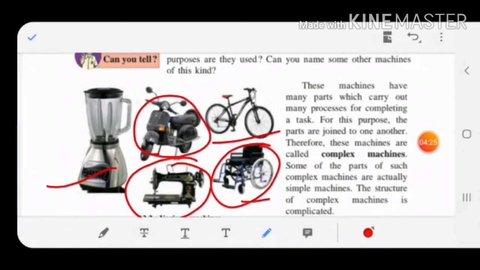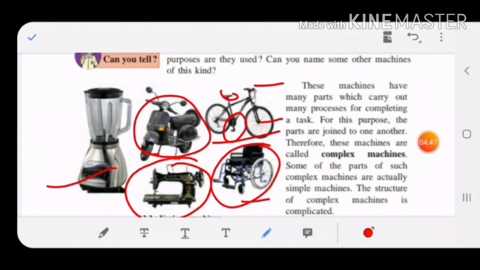So children, these machines have many parts. Children, can you see this cycle? This cycle has wheels. This cycle has a seat. This cycle has a handle. Yes or no? Pedal. So many machines make up one machine. Many simple machines join together and make one complex machine, which is made up of many parts. Yes or no, children?